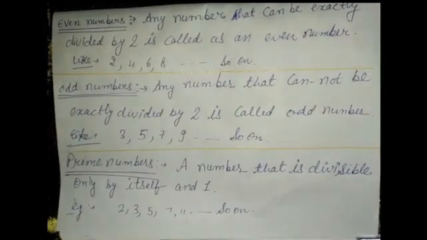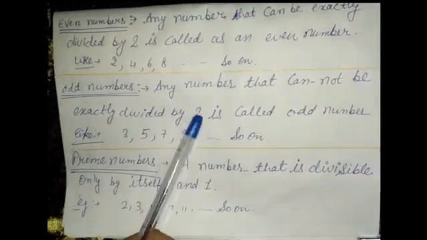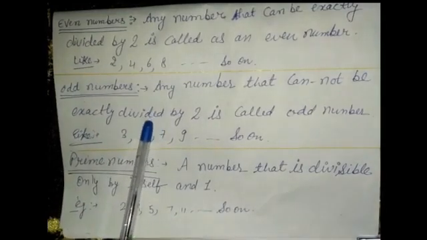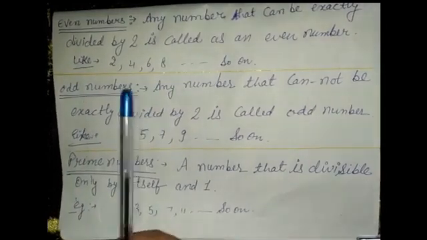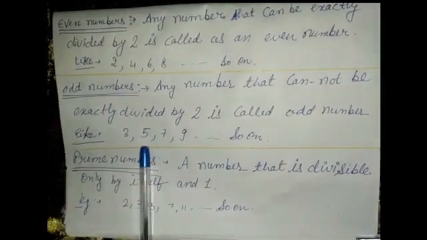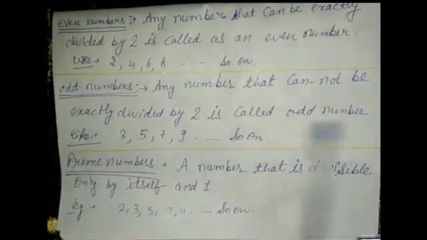Next is odd numbers. Any number that cannot be exactly divided by 2, means if you divide it by 2 you will be getting a remainder. Those numbers are called odd numbers. We have examples here: 3, 5, 7, 9 and like this. Correct?